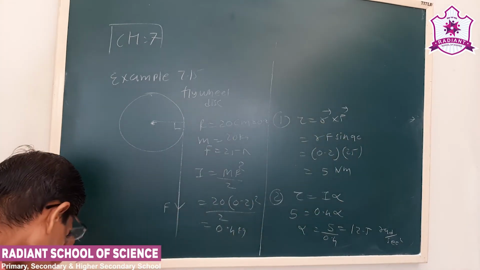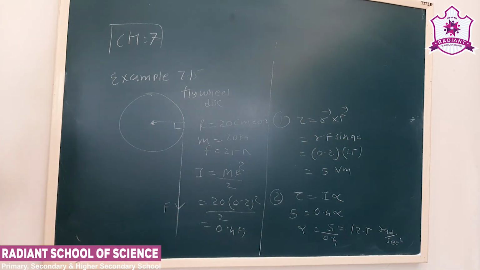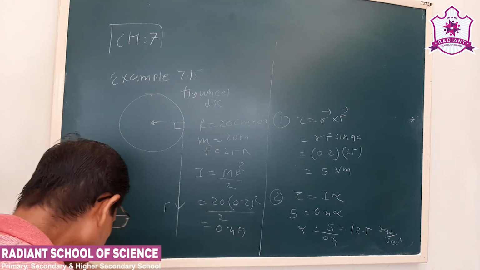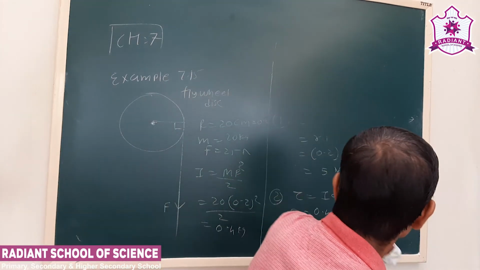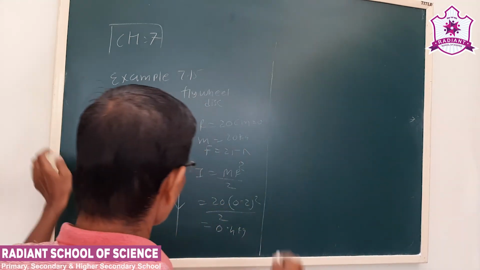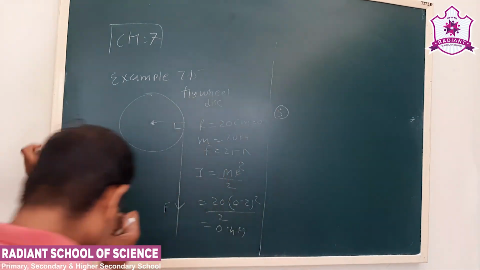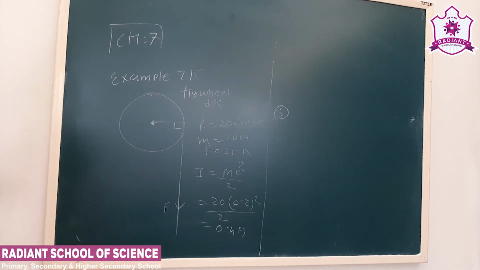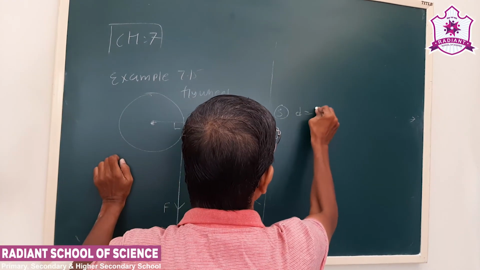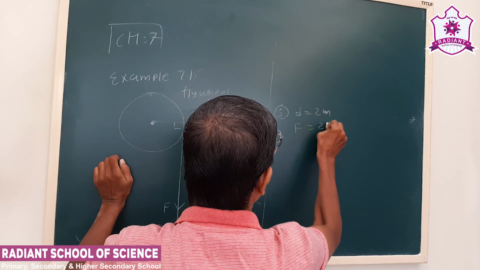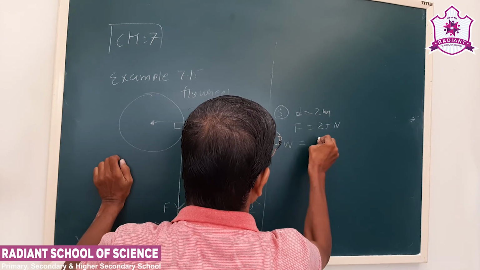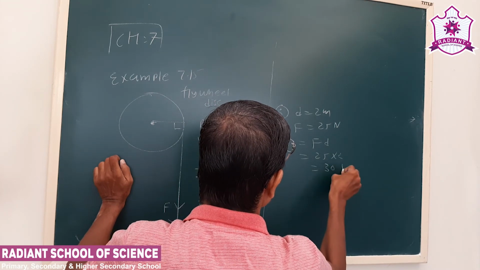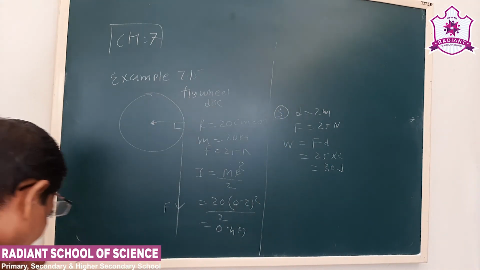Okay. Now see the work done by the torque. Now the question says it is displaced by 2 meter, when the cord is unwound by 2 meter, that is displacement is 2 meter, force is 25 Newton, work done is force into displacement, 25 into 2 is 50 Joule. Okay, this is the first part.